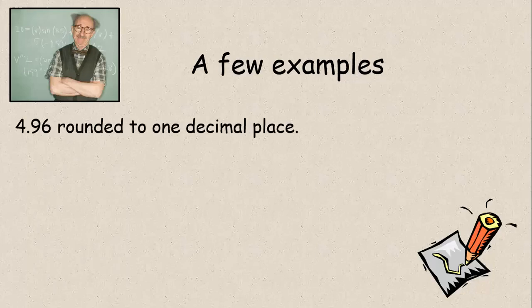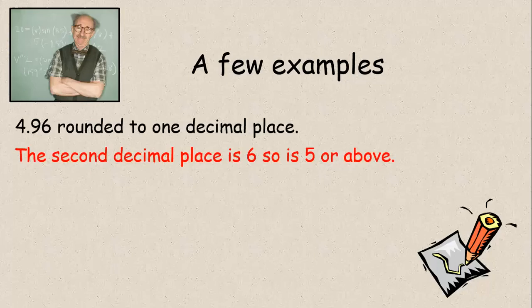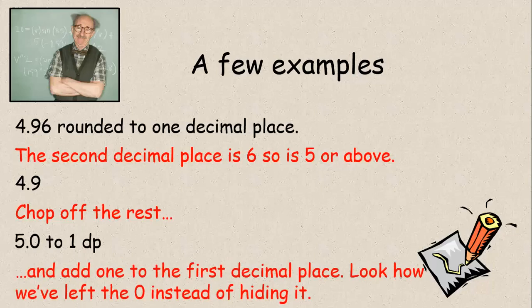So 4.96 rounded to 1 decimal place. Well, remember they've told us to 1 decimal place, so we look at the second decimal place. The second decimal place is 6, so it's 5 or above. We chop the rest off and add 1 to the first decimal place. But now remember, adding 1 on, that turns the 9 into a 10, so 1 goes over, and we're left with 5.0. But remember, you don't make that 0 hidden, you keep it there. So it'll be 5.0 to 1 decimal place.